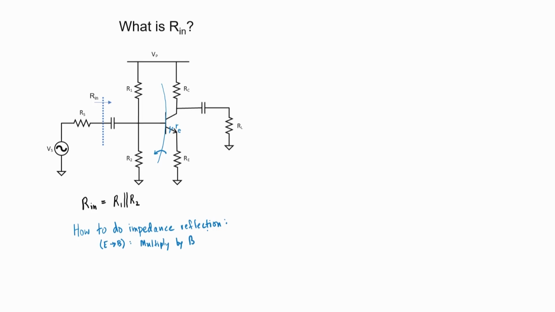If I were to go in the other direction to reflect impedances from the base to the emitter, I would divide by beta. In this case, I can improve my estimate for the input impedance by adding this new branch. I've multiplied my emitter resistances times beta and reflected them over to the base. This is how you do impedance reflection. Now I'm going to explain why we're able to do that.